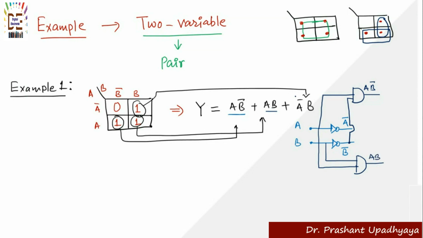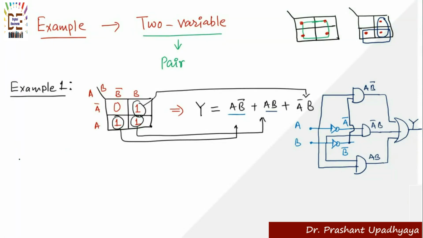And how will I get this A bar B? A bar B I will be getting like this. And then what I'm doing? I'm combining all of this, so this will be my Y. With the help of K map, we are using gate minimization. That means the gates which we are using, we are going to minimize at the gate level. How many gates will we be using?